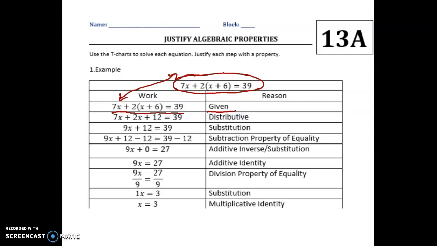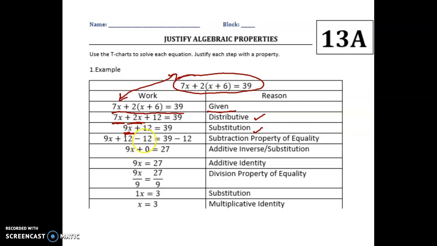Now looking at the second step, how do we go from the first step to the second step? If you look at it, we distributed, so that's why the reason would be the distributive property. From here, we're combining 7x and 2x, and we get 9x. So that's actually substitution. 9x is substituted in for 7x plus 2x.